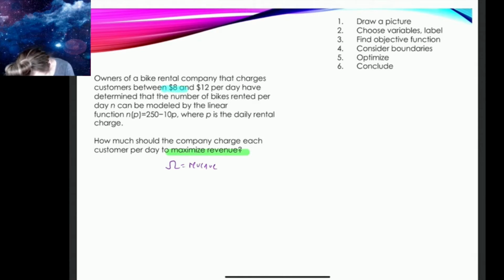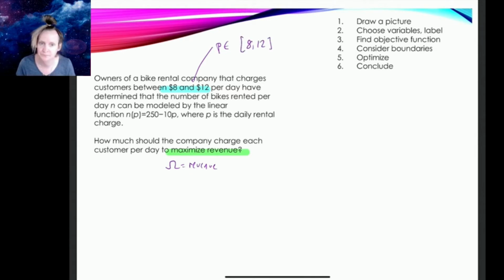And the constraint is this $8 to $12 per day. That says that P is inside of 8 and 12. Why is it P? Because P is the daily rental charge, and we're charging $8 and $12 per day. So that must be a restriction on P.